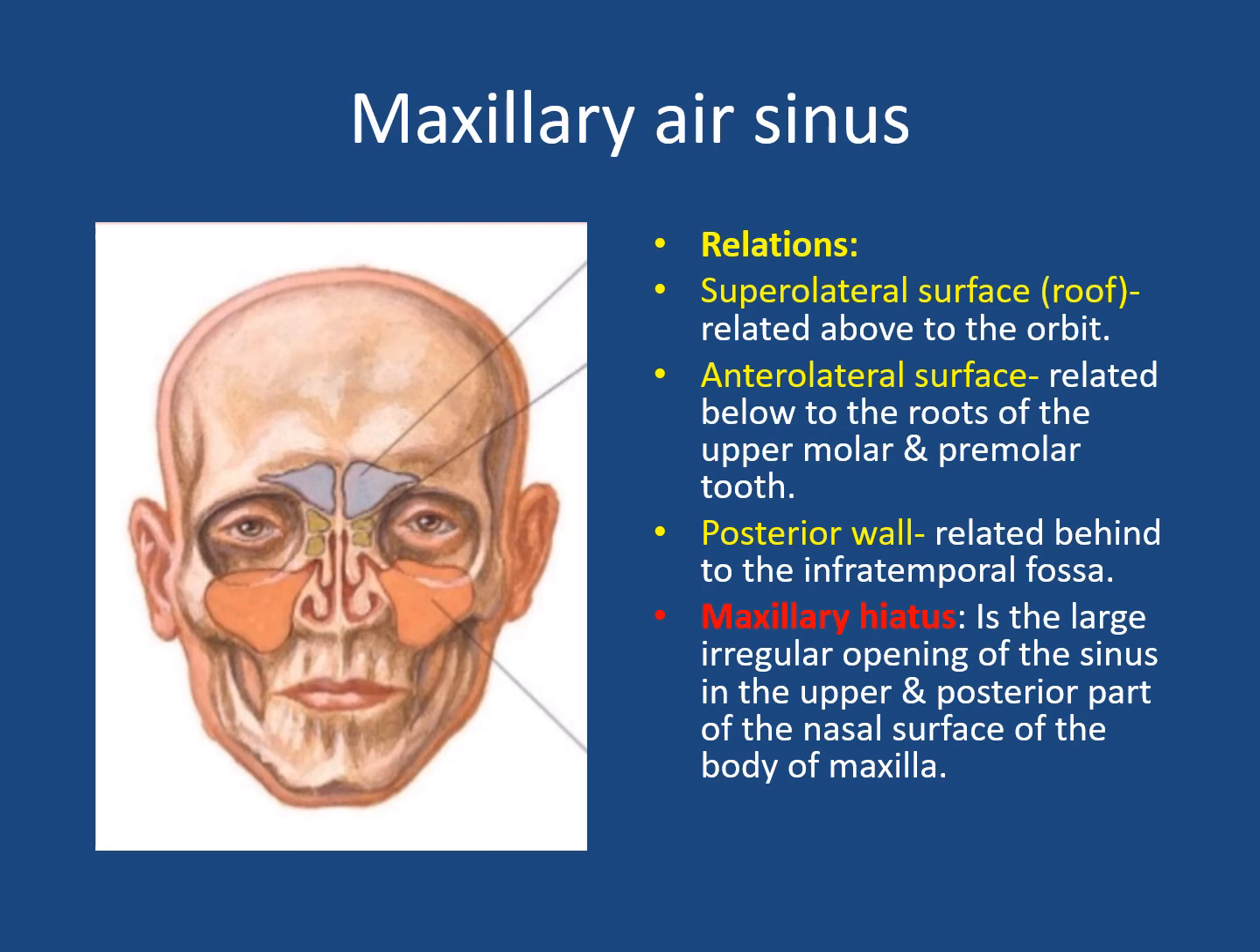Now what is maxillary hiatus? Maxillary hiatus is the large irregular opening of the maxillary air sinus in the upper and posterior part of the nasal surface of the body of maxilla. You can see the maxillary hiatus when you study the individual maxilla bone, but remember, in an articulated skull the size of the hiatus is much reduced due to articulation of the various bones.